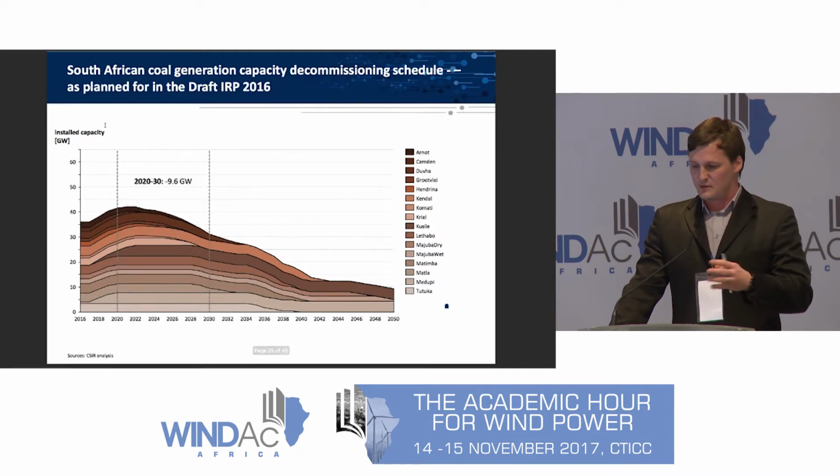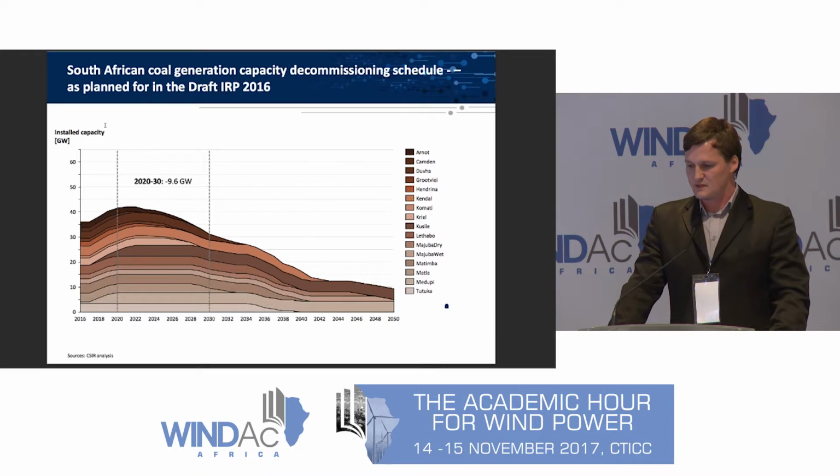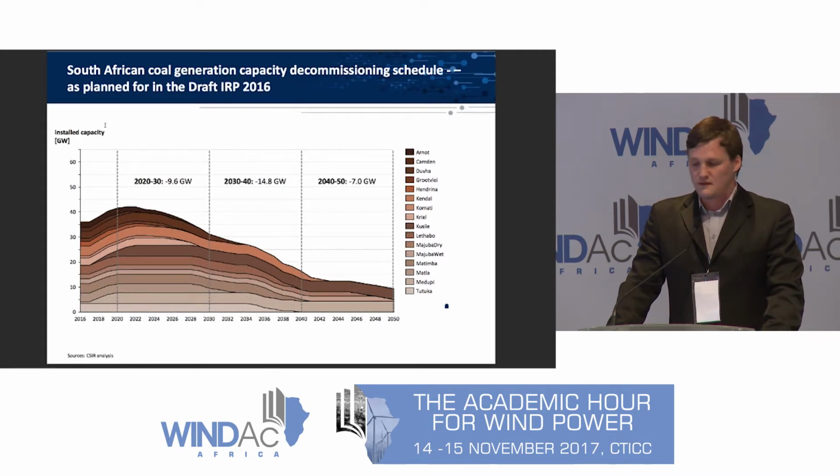And I've focused on it per decade basis here. Just under 10 gigawatts will be decommissioned between 2020 and 2030, about 15 gigawatts between 2030 and 2040, and then 7 gigawatts between 2040 and 2050. The result of which means by 2050, the only coal capacity still remaining, existing coal capacity still remaining, is Medupi and Kusile power stations, as well as one unit at Majuba. So just about 10 gigawatts.